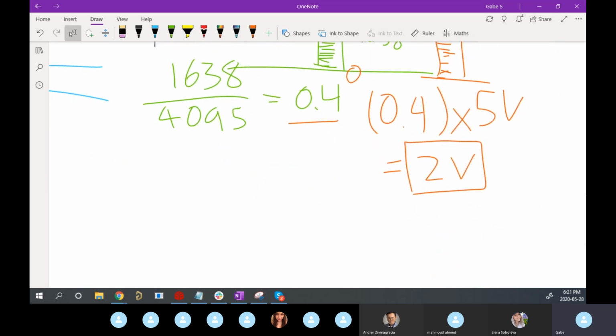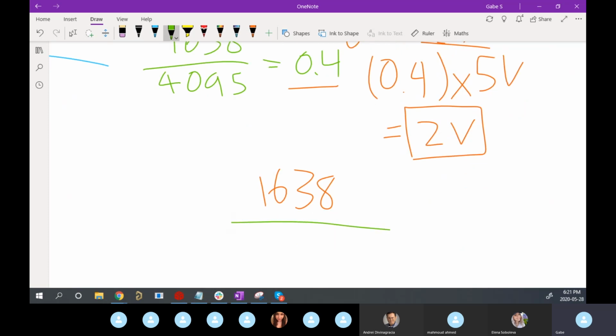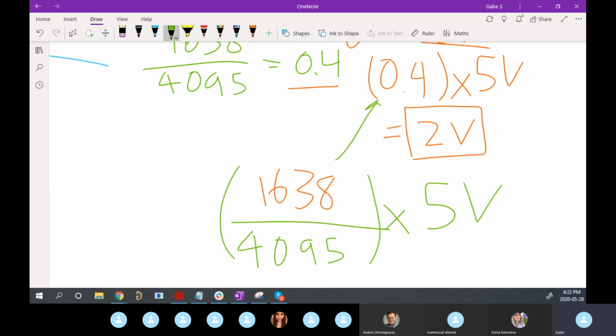So what we're going to do is, if I had my measurement, 1638, that I got from the ADC, in one line of code, what we usually do is divide by the resolution, so the scale of digital readings that we can do, and then multiply right away by the full scale analog. And this is essentially this ratio, right? 0.4 times 5.